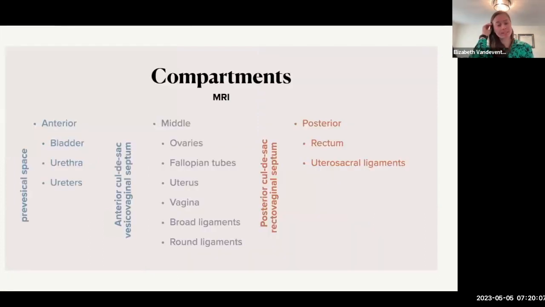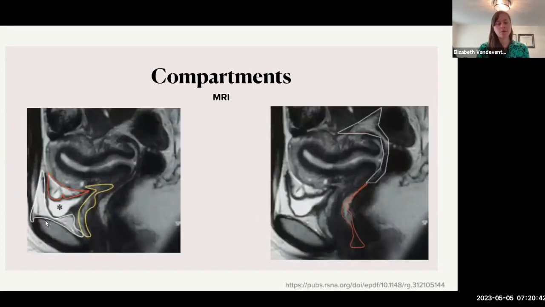When we come to MRI, instead of dividing it into 2 compartments, we divide it into 3. The anterior compartment is composed of the prevesicular space to the anterior cul-de-sac, and the organs within the anterior compartment consist of the bladder, urethra, and the ureters. The middle compartment is composed of all the typical organs that we think of for the female pelvis: the ovaries, fallopian tubes, uterus, and it also includes the vagina, the broad ligaments, and the round ligaments. The posterior compartment then extends from the posterior cul-de-sac and includes the rectum, the uterosacral ligaments, and the fat around there. So when we're looking at MRI, we're dividing it into compartments.